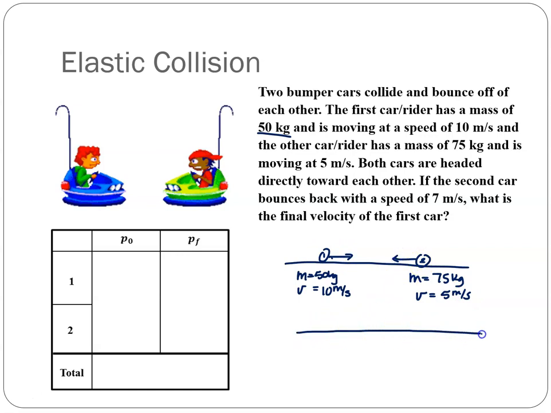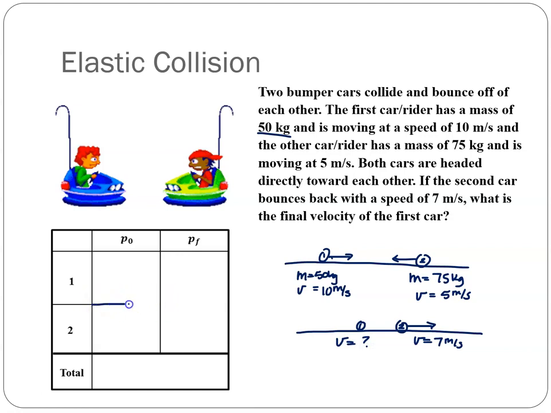Then they collide with each other, and they are going to be moving away from each other, and it tells us the second car bounces back, that would be the opposite direction, with a speed of 7 meters per second. So the question is, what is the velocity of the first car?